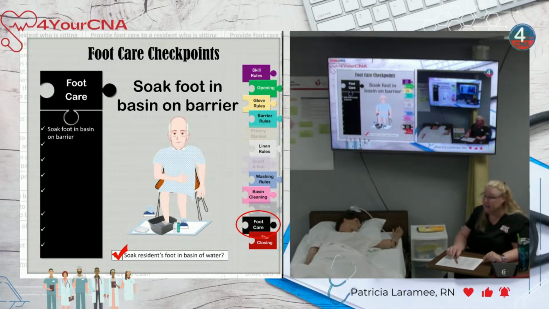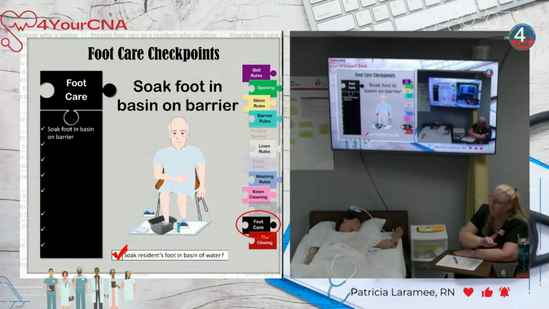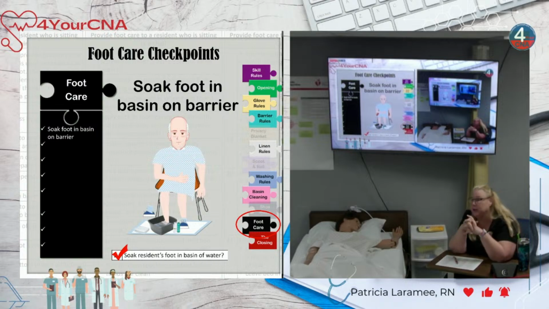If you're standing there staring at somebody for 5 minutes while they're soaking their foot in a basin of water, can you imagine how awkward it is if this room stayed completely quiet for 5 minutes? Don't pick up your phone. We're going to stand here and stare at each other for 5 minutes. Ready, go.